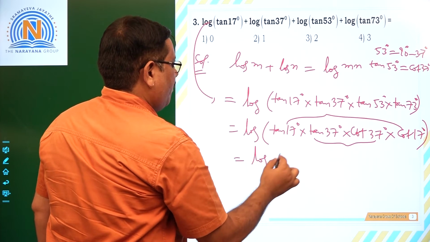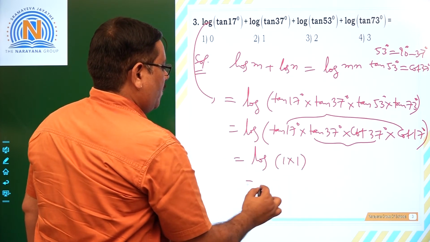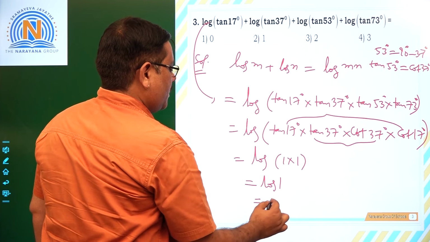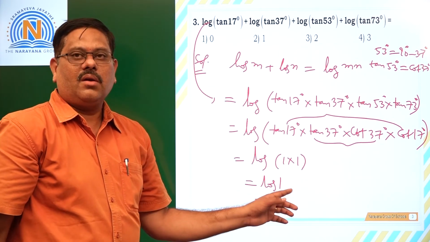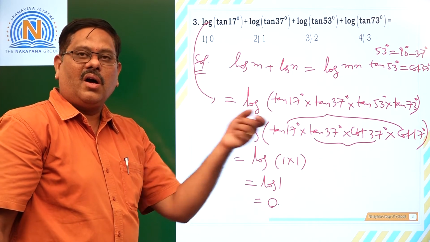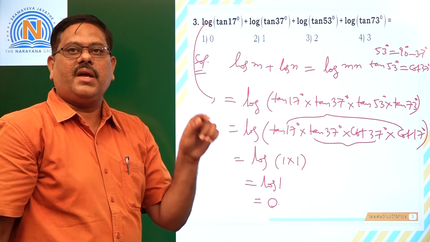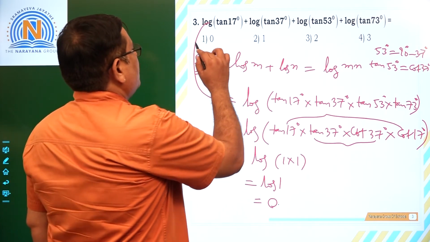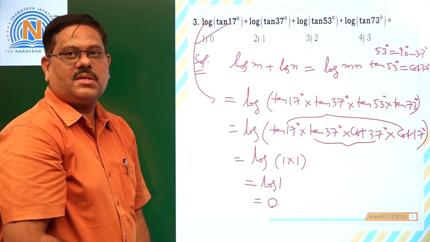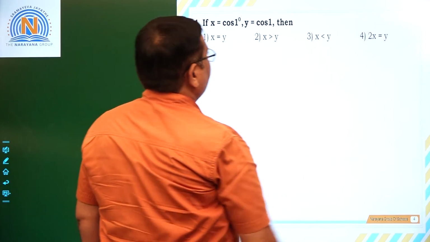So we have log of 1 into 1, which is otherwise log 1. Log 1 is always 0, to any base other than 1. Log 1 base 1 is not defined. Log 1 base a is always 0, where a is positive and not equal to 1. Right? So the answer is 0 for this. That is nothing but the first option for us. Right? Let us see the next question.